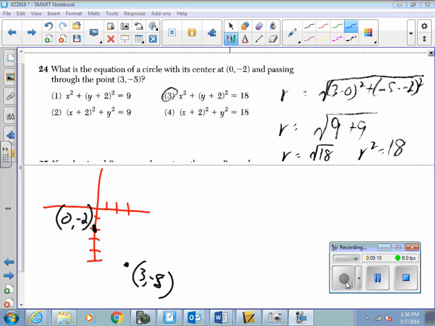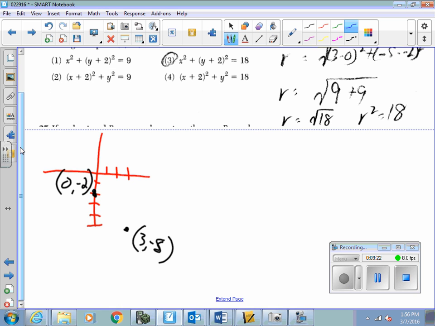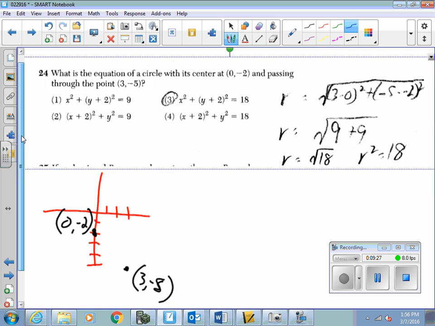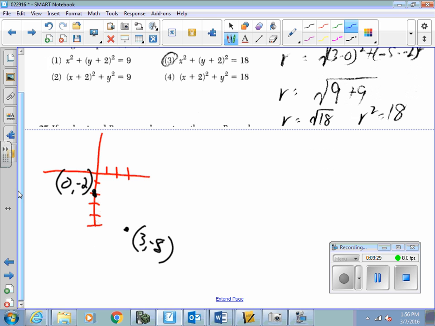All right, looking at number 24, they give us some information here. And in the question it says, what is the equation of a circle with its center at (0, -2) and passing through the point (3, -5)? As I looked at this question, we want to know what the radius is. And I know you see the answer here and you see some work, but looking here, we basically have a circle. We know a couple of things. We know the center is here. We know it passes through this point. That's 5. All right, now, so that circle is basically going to be something like that.